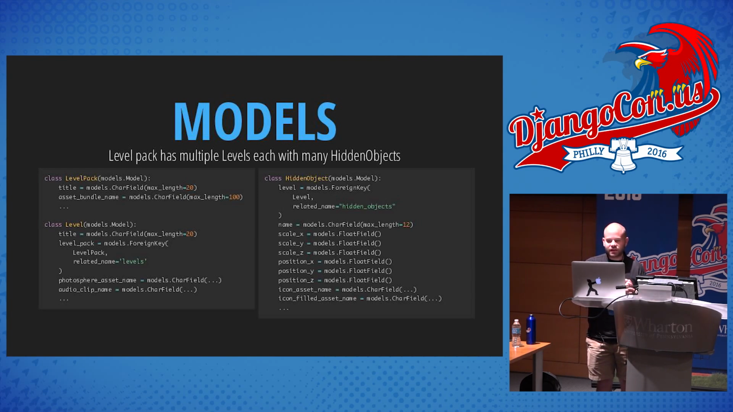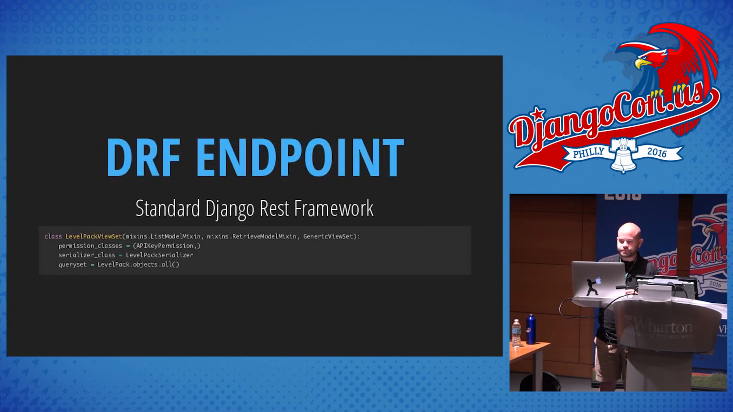The key here is that we store these asset bundle names, so keep them in your minds. On our models we're also storing these asset bundles and the links to S3. We also play music, so we store an audio clip for each level. For the hidden objects, we store where the objects are in space in the game. If you notice, we have fields for scale and position. That's so that when we load up the level, we put the object in the level based on the data coming from the API.